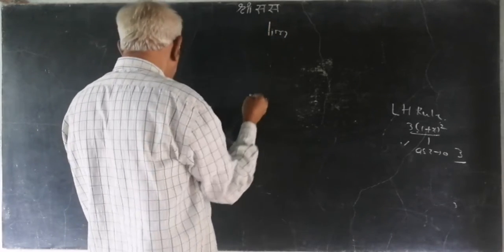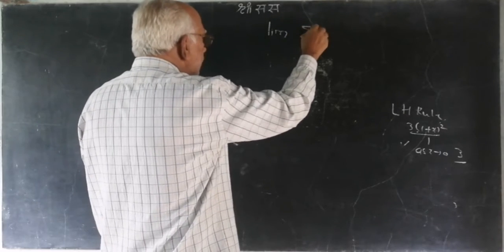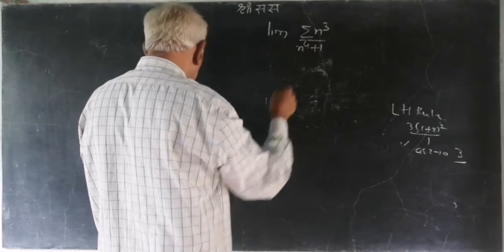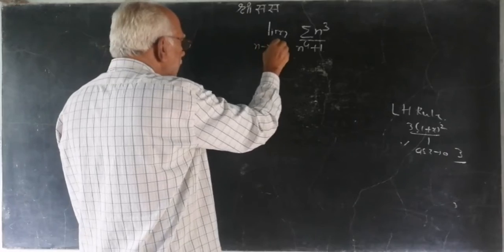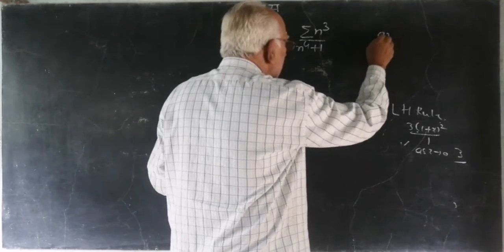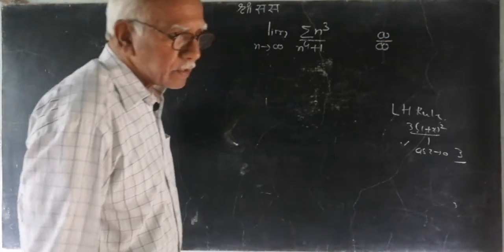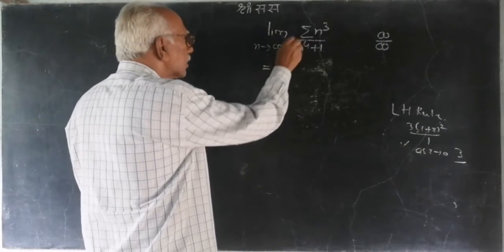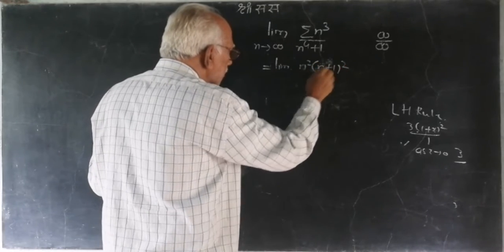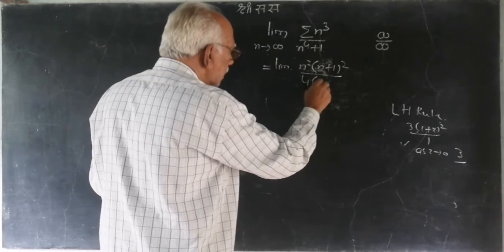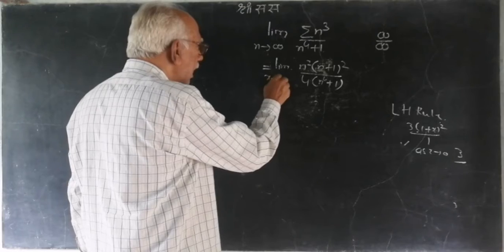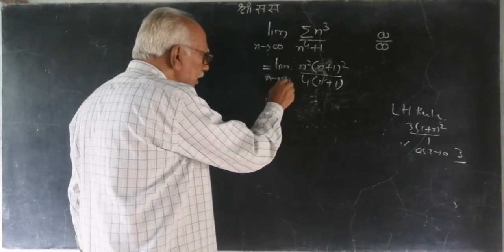Now limit of sigma n cube upon n fourth plus 1 as n tends to infinity. So if n tends to infinity, this takes the form infinity by infinity. For that, here we will be writing the formula for sigma n cube. What is that formula? n square into (n plus 1) whole square divided by 4, and in the denominator we have n fourth plus 1 as n tends to infinity.